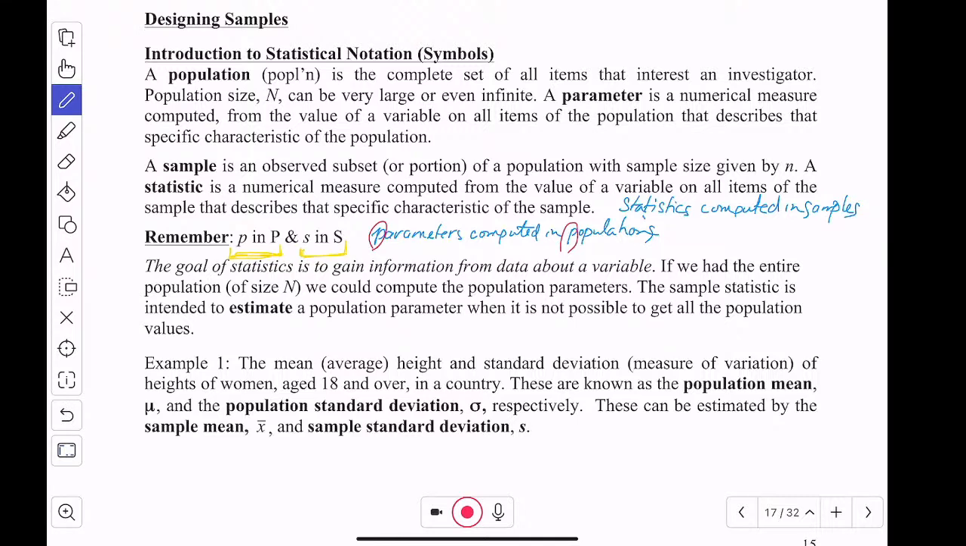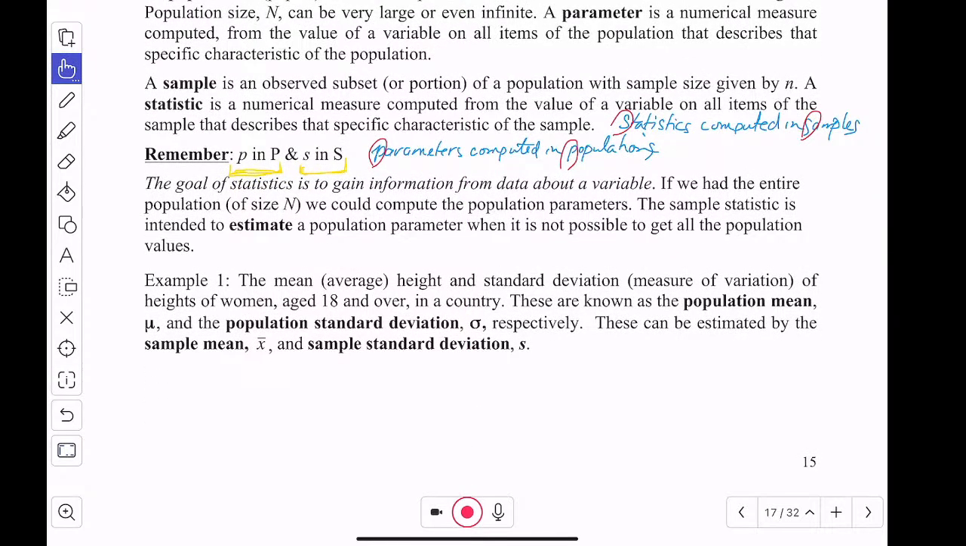Because these terms are used very loosely, I have to be clear at the beginning what they actually mean in the context of statistics. So statistics are computed in samples, so we'll start with S. Okay, and we talked about the goal of statistics, to gain information from data about a variable for the purpose of prediction. And then I give some examples here about different parameters. The sample statistic is intended to estimate a population parameter when it is not possible to get all the values.